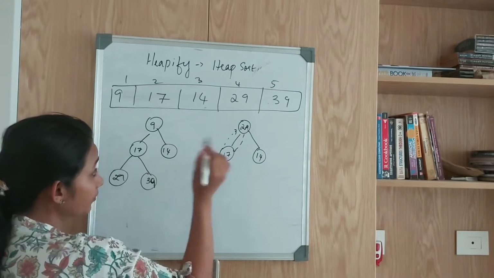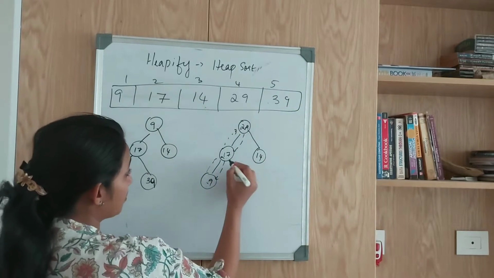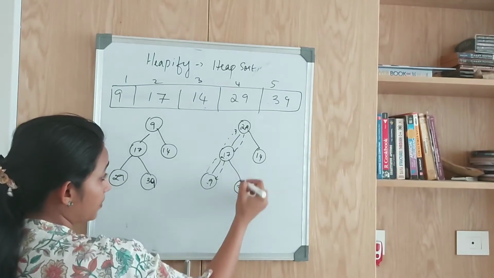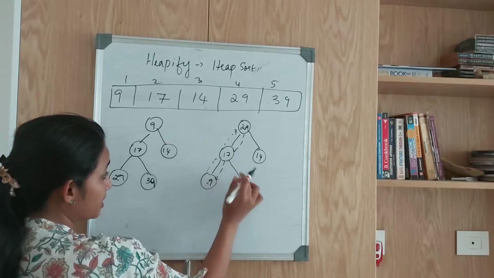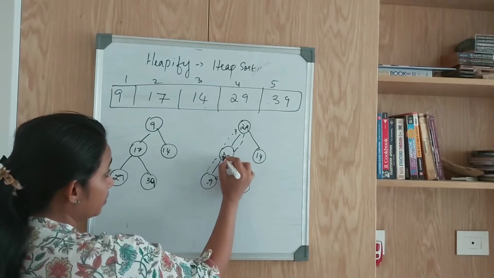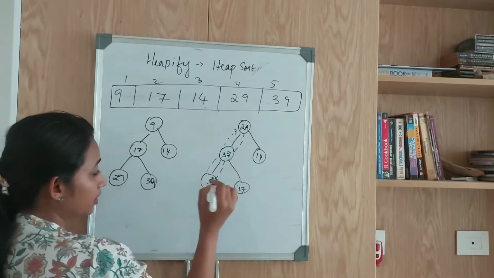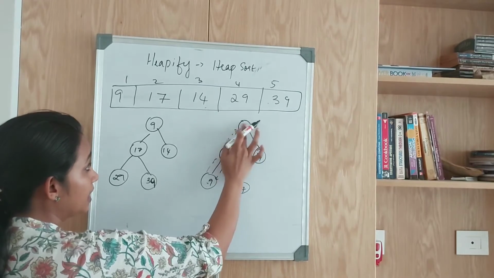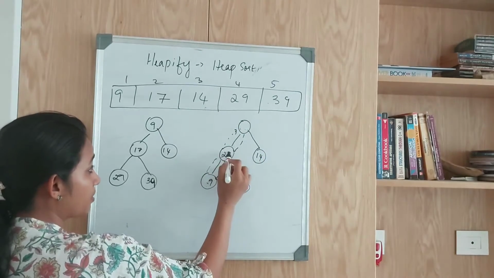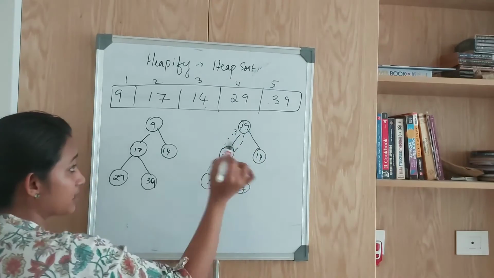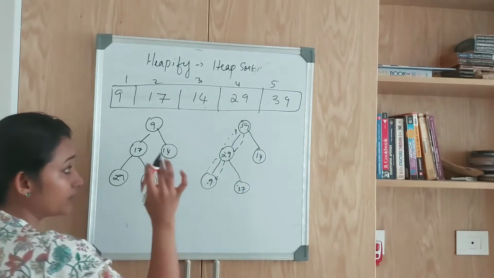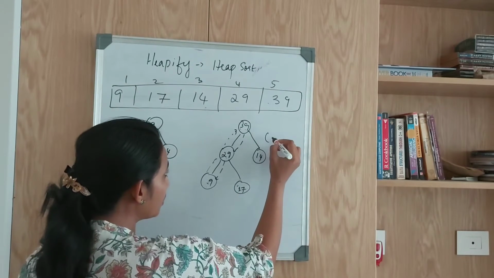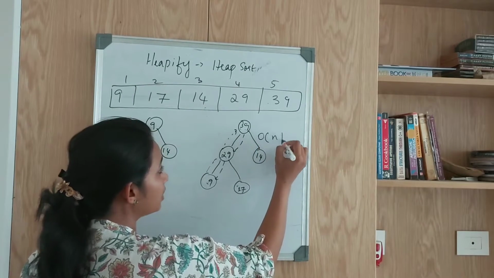Then you go ahead with the next number, that is 39. So again from bottom to top, 39 is greater, so you swap it with the parent. Then you compare 39 with 29. Yes, it is greater, so you swap it. So this is known as a max heap, and this was the first method to create a heap, which takes time big O of n log n.